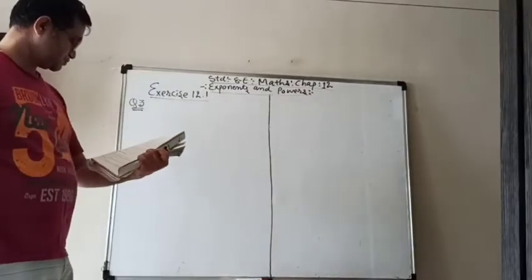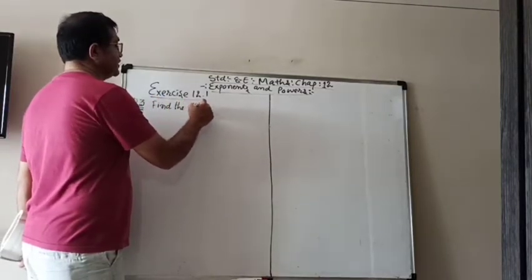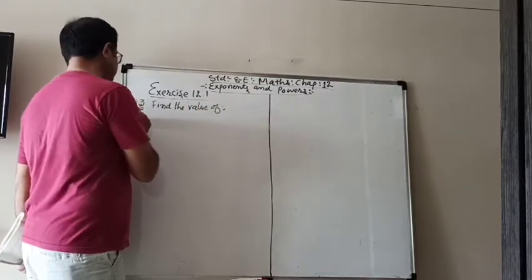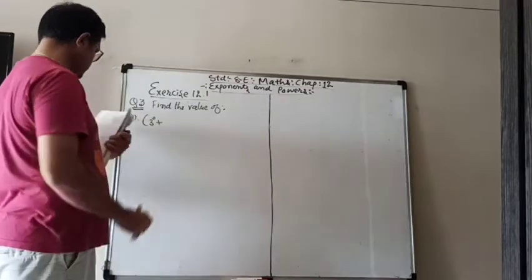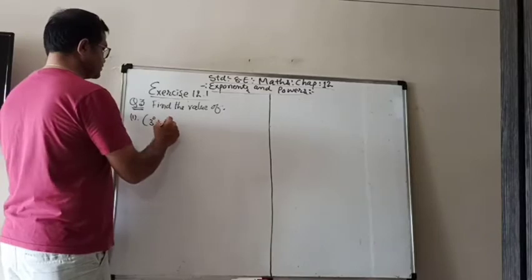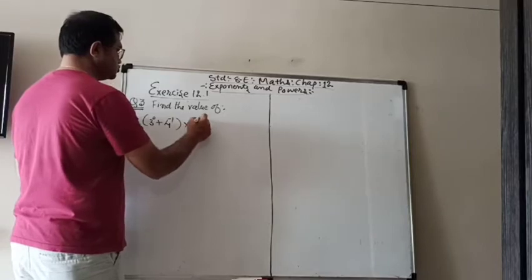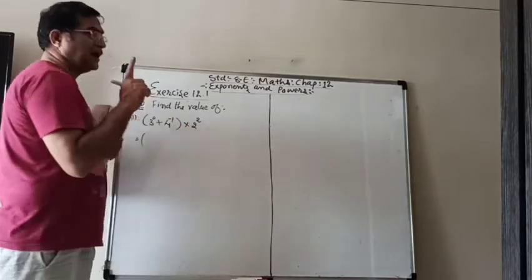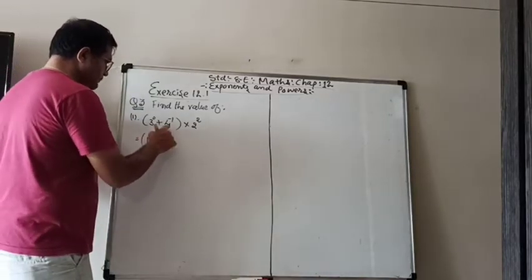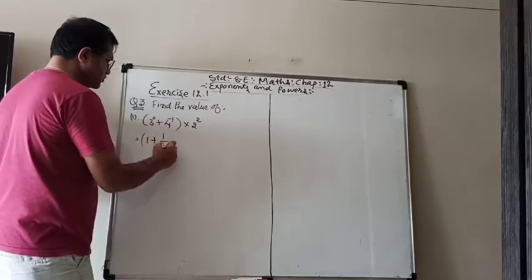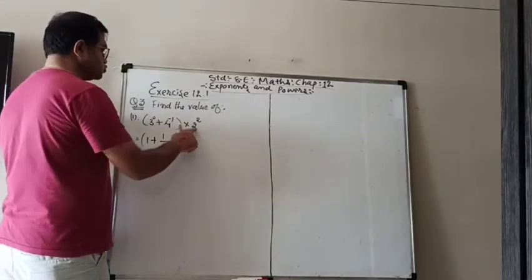Now third question. Find the value of. So here we have to find the value, not only simplify. First one, 3 raised to 0 plus 4 raised to minus 1 multiply by 2 square. We know that anybody's power 0, the answer is 1. So 3 raised to 0 is 1 plus 4 raised to negative power. So it will become positive power. Multiply by 2 square is 4.